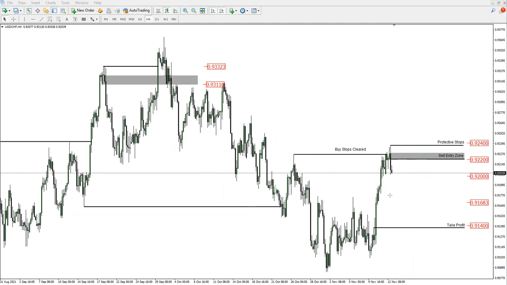With where price is at right now, I would still like them to come back to this point of origin, this order block right in here, before we can start thinking of buying or whatever that we'd like to do. So in the immediate zone, as soon as the market opens, we monitor how price behaves in there. If we get a sell, something like this, we break structure here, and then we come back.